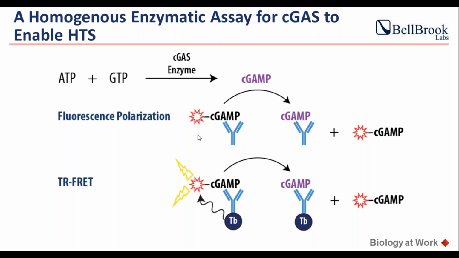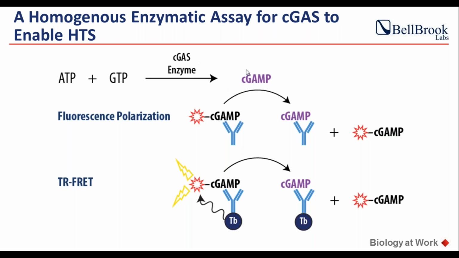It's slightly different for the two tracers. For the FP, we use ATO 633, and for the TR-FRET, we use ATO 647. So how does this assay work? Let's pretend we're starting with an enzyme reaction. You add ATP, you add GTP, you add double-stranded DNA, you activate your enzyme, and you produce cGAMP.